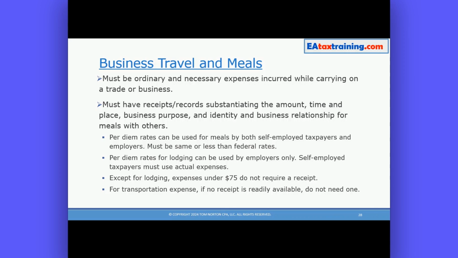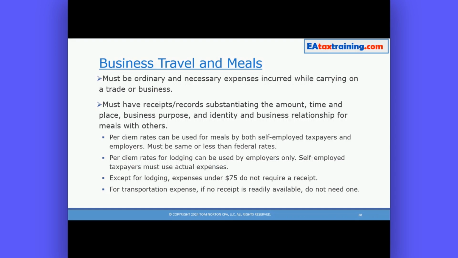So first of all, the business travel and meal expenses must be ordinary and necessary expenses incurred while carrying on a trade or business. Now, that is true of all of the expenses that we're talking about. Remember, any expense we have has to be ordinary and necessary, and it has to be incurred while carrying on a trade or business. We're just reminding you here that this applies even to business travel and meals.